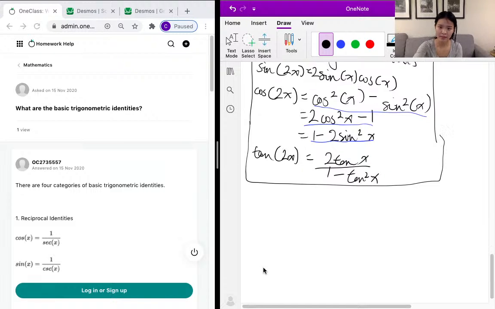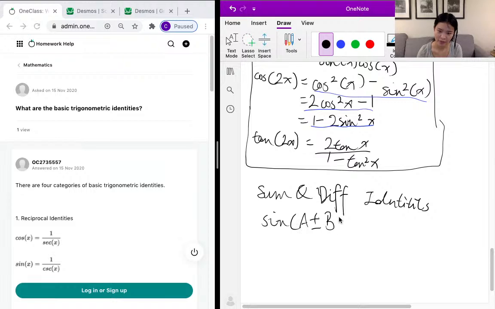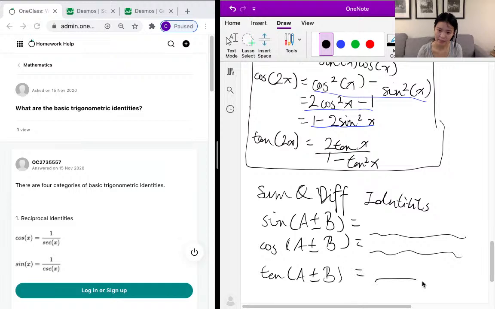There are also other ones about the sum and difference of the angle, the sum and difference identities, and they basically help you solve the sine of two angles added together, and the cosine of two angles added together or subtracted, and the tangent of two angles of different sizes added or subtracted together. These are called the sum and difference identities. I'm not going to write them out, but they're also really common angle identities.